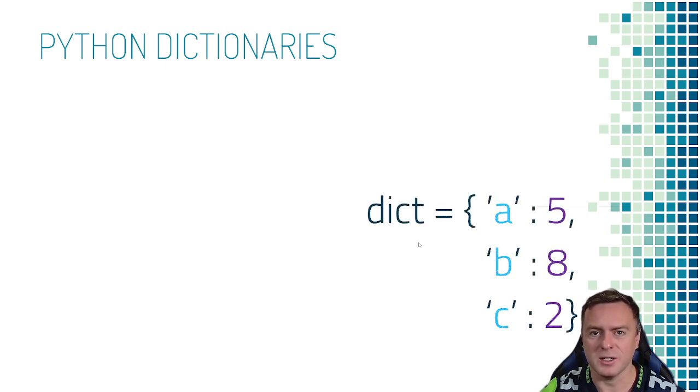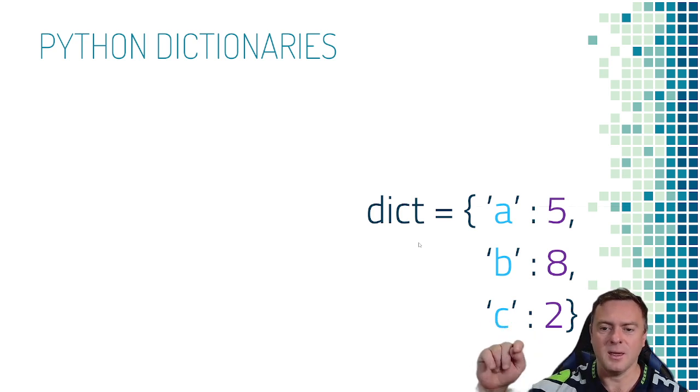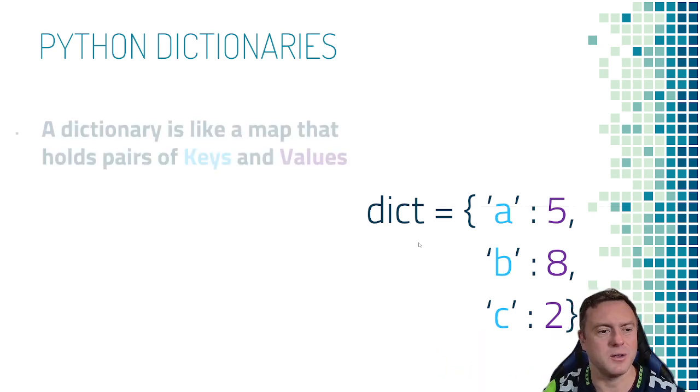I've made a new dictionary, which I've called dict, equal to curly brackets, a colon 6, comma, b colon 8, comma, c colon 2. So then you have all those different values that you can go through there.